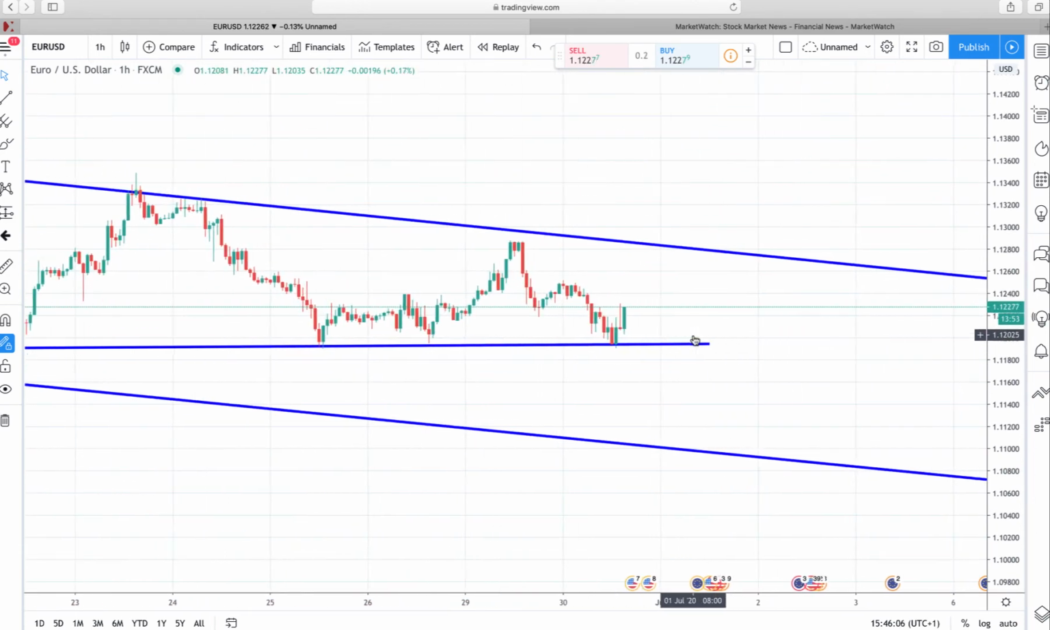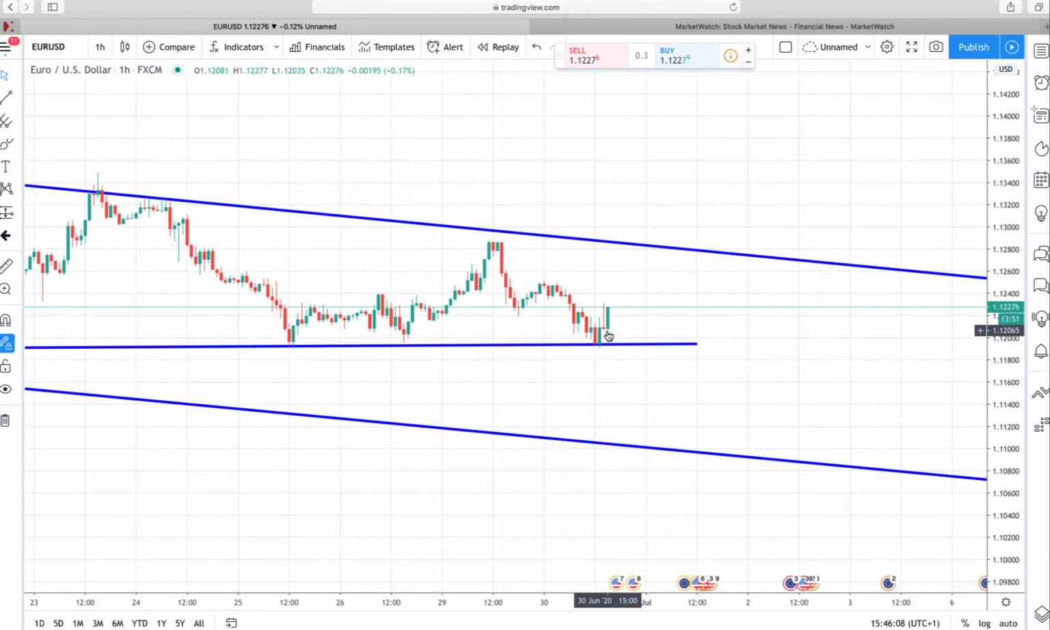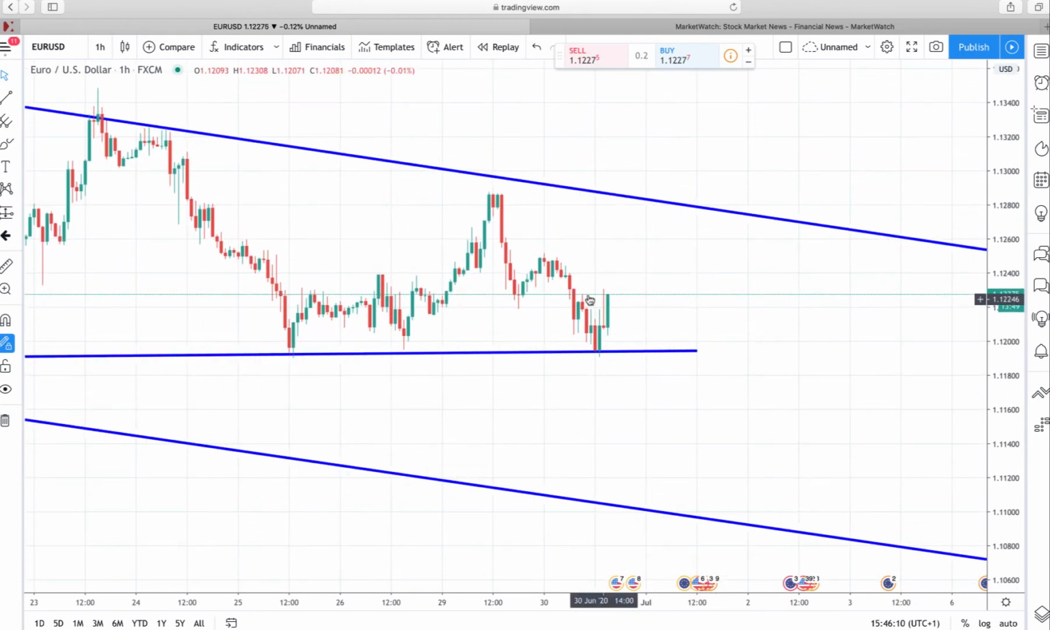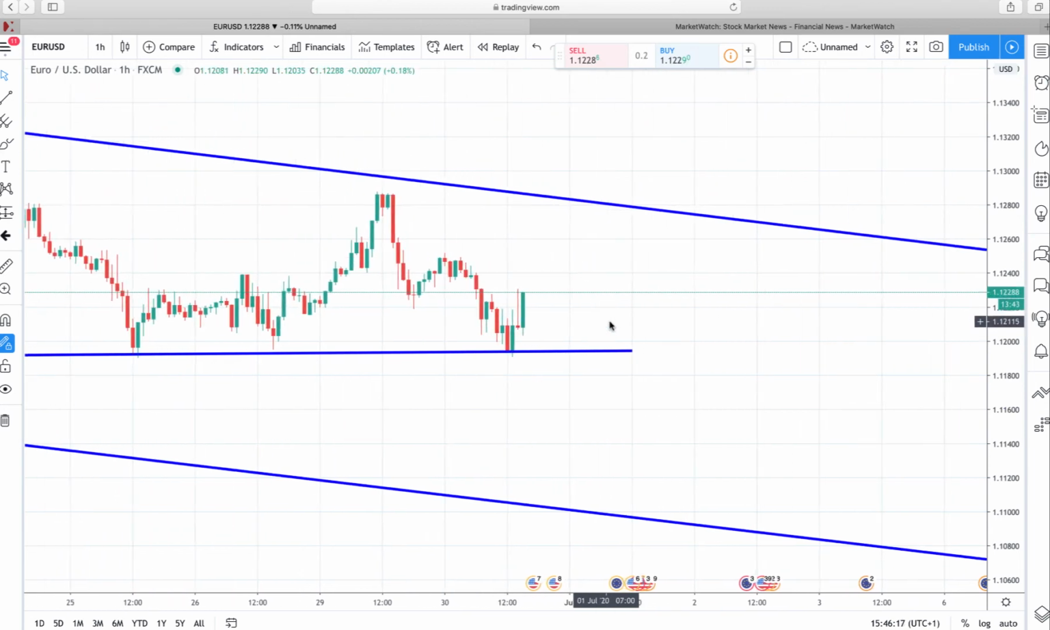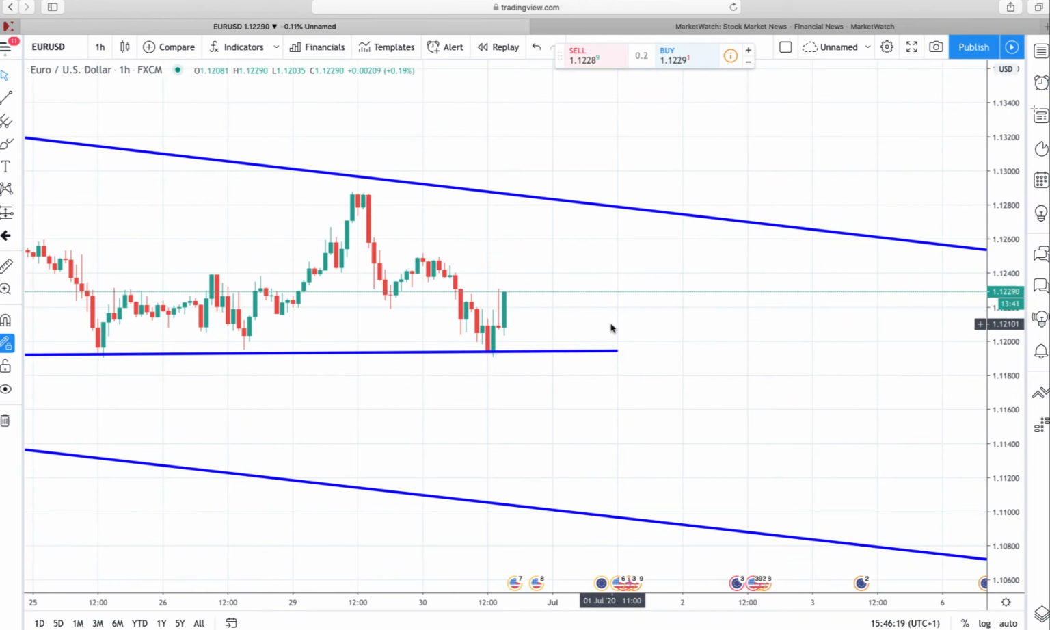Which is pretty much what is happening here at the moment, okay? You can see the bulls now are trying to take this price all the way up again. As you can see, this green line appears, okay?